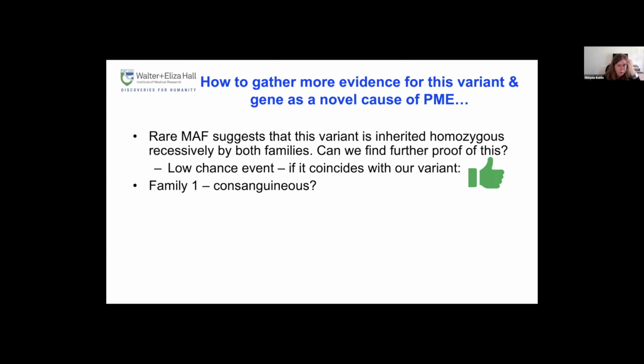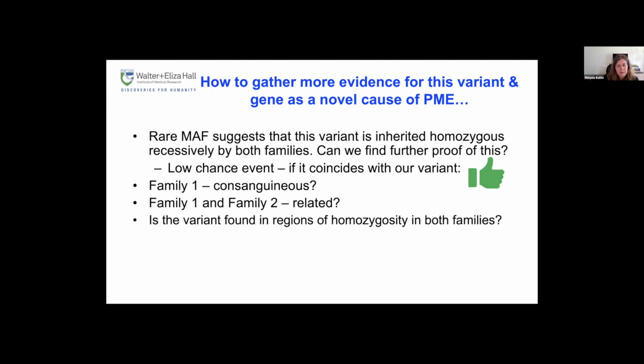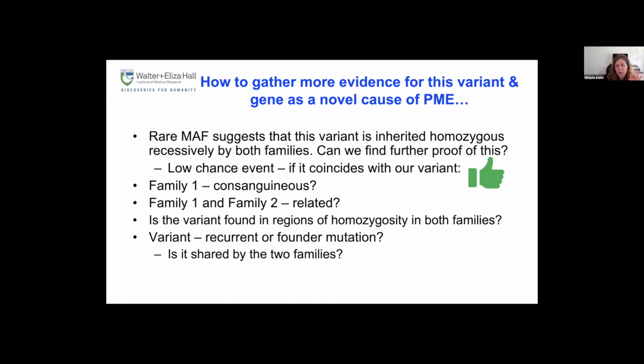So I've already mentioned this. We really needed to know that family 1 was truly consanguineous, not just self-reported. Are family 1 and 2 related? And could we potentially find these regions here? These are not regions that are identical by descent, but they're more than that. They're homozygous by descent within both families. So it's a slight tweak on this identity by descent context.